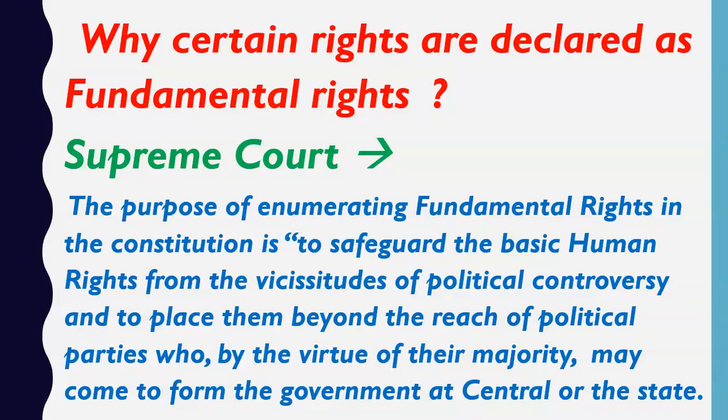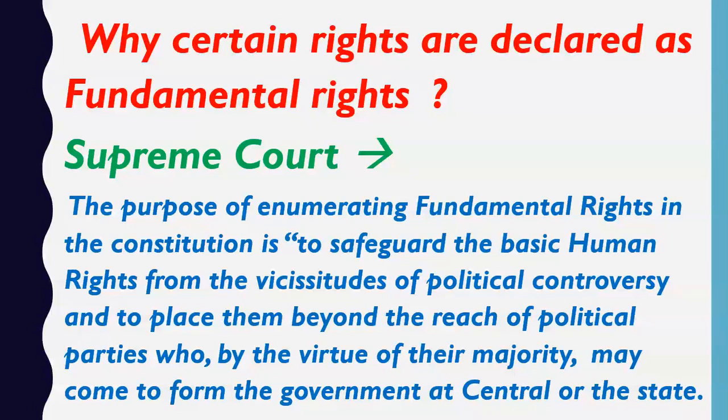So the Supreme Court has observed that the purpose of enumerating the fundamental rights in the Constitution is to safeguard the basic human rights from the vicissitudes of political controversy and to place them beyond the reach of political parties who, by virtue of their majority, may come to form the government at the center or at the state. Now friends, this statement is very technical and also very difficult to understand. So now I will make you understand this statement with the help of an example, so that you can understand it very clearly.